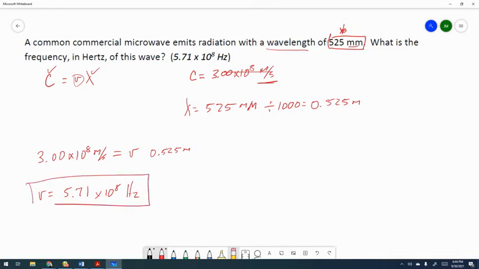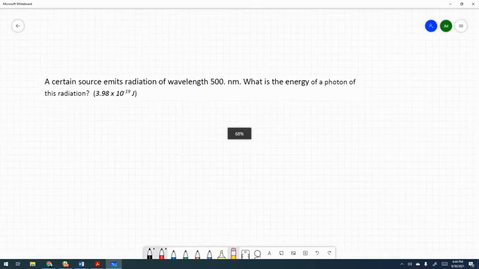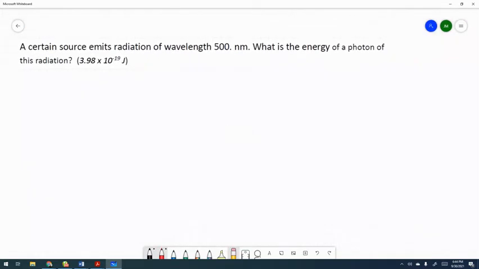So there's one problem. Let's do one more problem real quick. Let's do an energy problem. A certain source emits radiation of wavelength 500 nanometers. What is the energy of a photon of radiation?